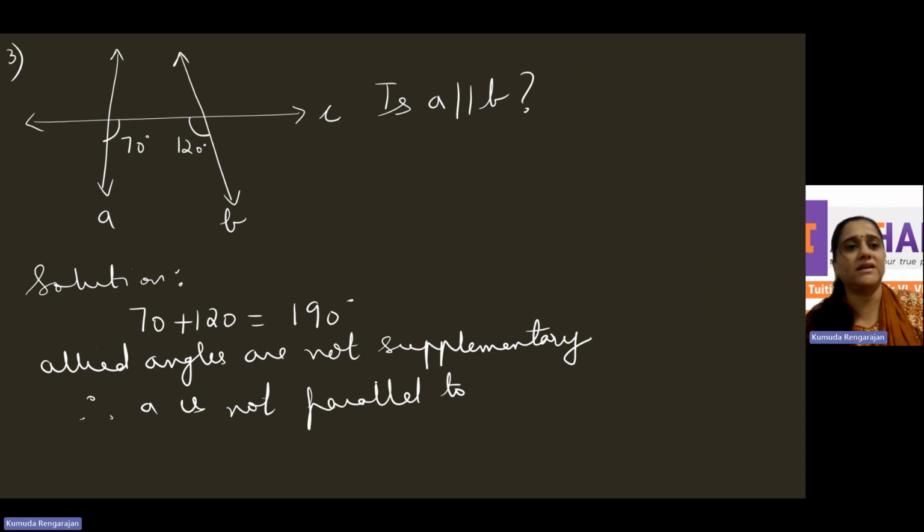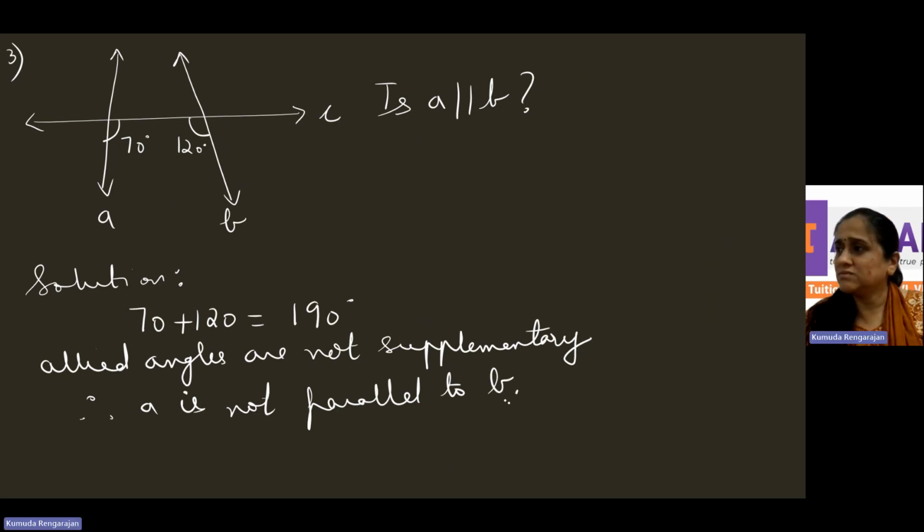Allied means co-interior angles. They should be interior angles, and near each other. Correct. Both will be interior angles on the same side of the transversal with different vertices. So therefore, A is not parallel to B.